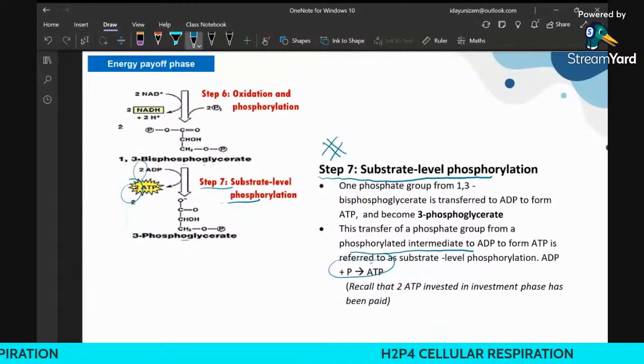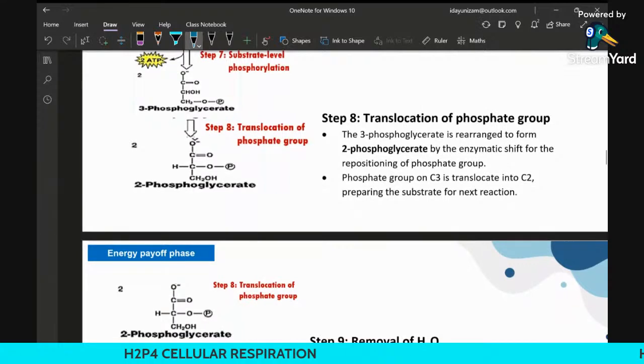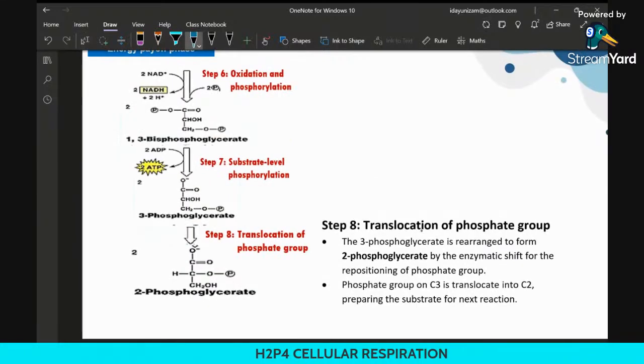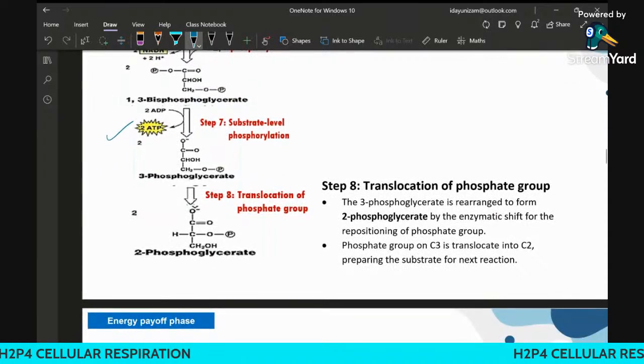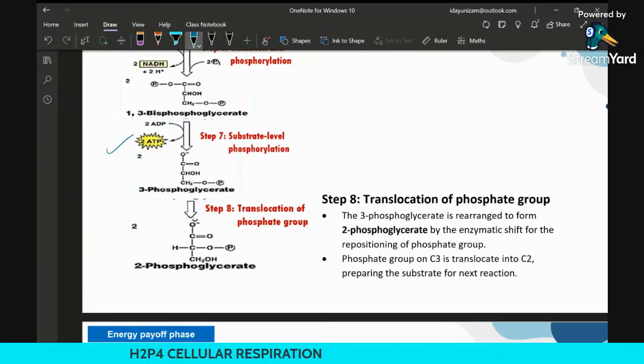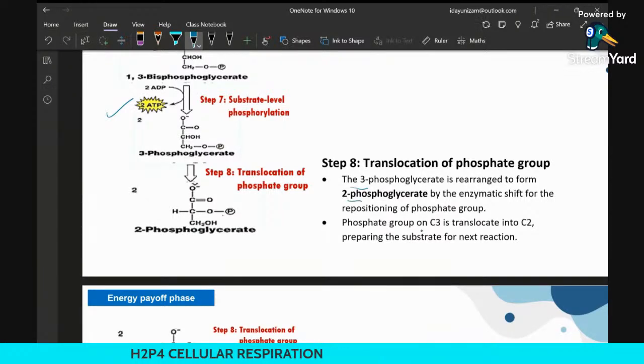Next, before we go to the last step, there are 2 steps in between. Step 7 has produced ATP. In step 8, the product just now, 3-phosphoglycerate, needs to translocate the phosphate group from carbon 3 to carbon 2. The 3-phosphoglycerate is rearranged to form 2-phosphoglycerate.